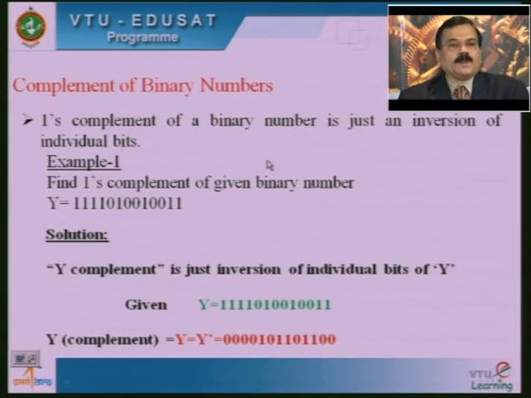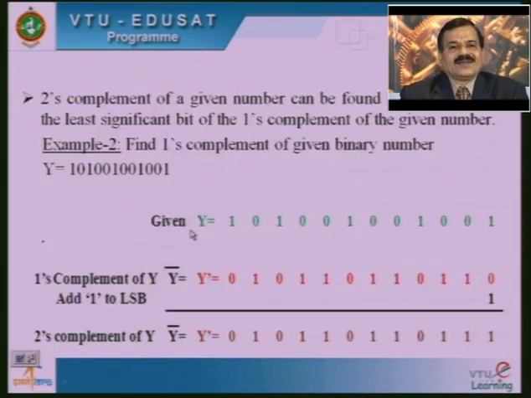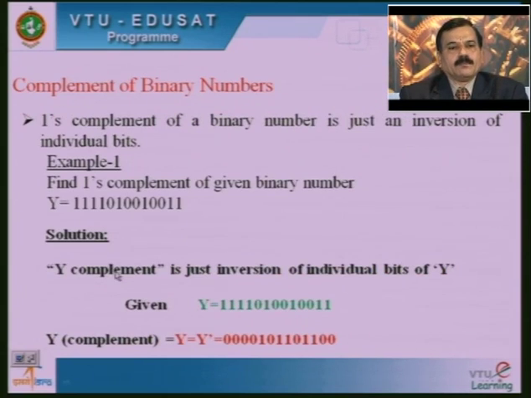Next topic is complement of a binary number. First we are going to take the ones complement. The ones complement of a binary number is just an inversion of the individual bits. For example, to find the complement, y can be given as 1 1 1 1 0 1 0 0 1 0 0 1 1. If you take the y complement, it is just an inversion.